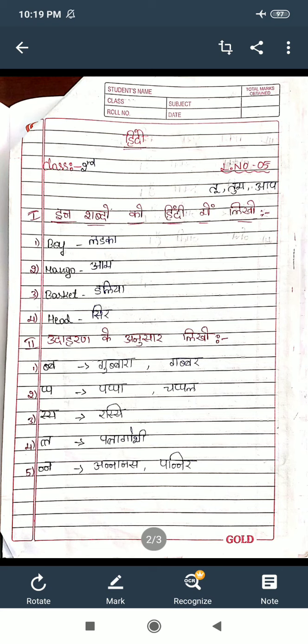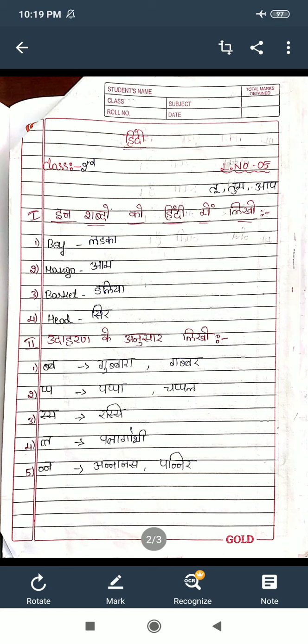See the next one. Udaharan ke anusar likho. That means they are given some dvivitvakshara, that means vattakshara. You use the letter and write the words. For example, which is the first letter? Ba. See, that is the ba letter dvivitvakshara. They are given gubbara, gabbar. See, like this, use the letters and make words.